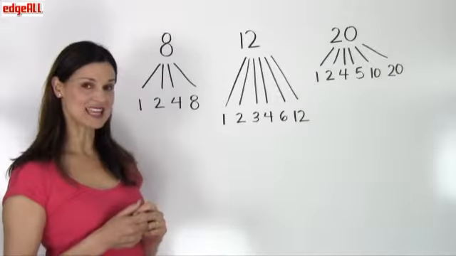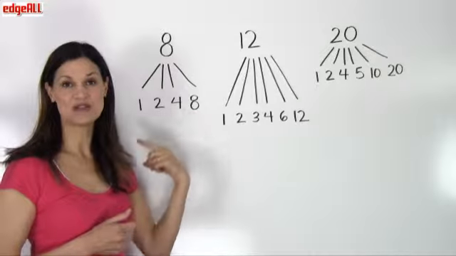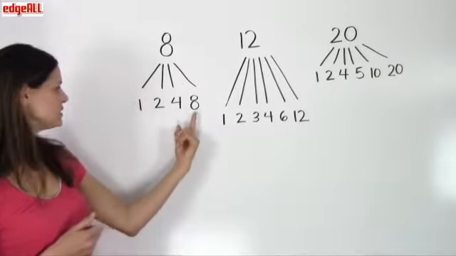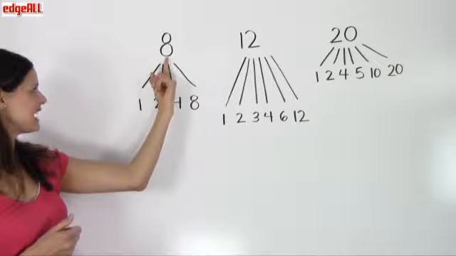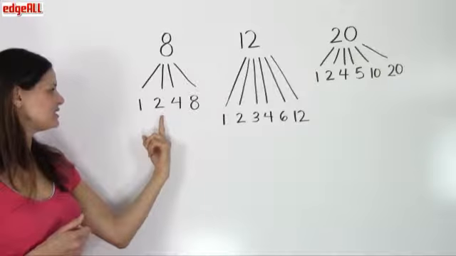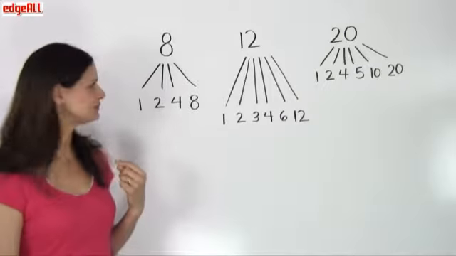We can also see about the factors that I can multiply two factors together to get the whole number. So I can multiply 8 times 1 to get 8, or 1 times 8, and then similarly I can multiply 2 times 4 to equal 8, or 4 times 2.